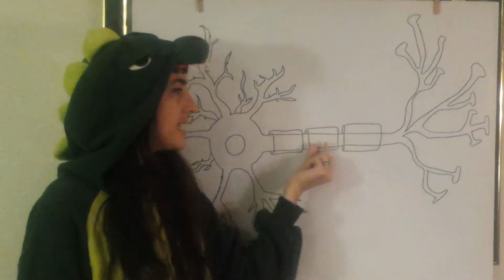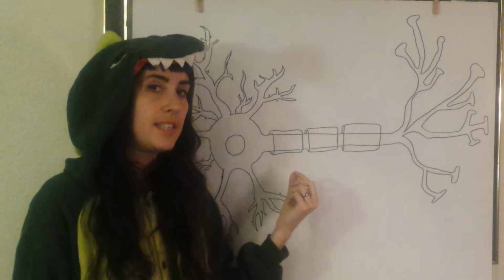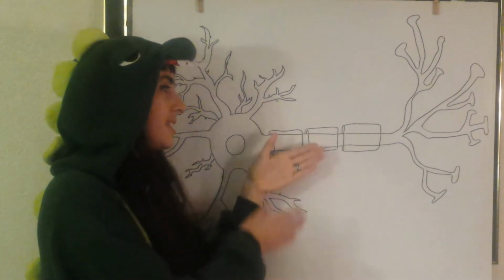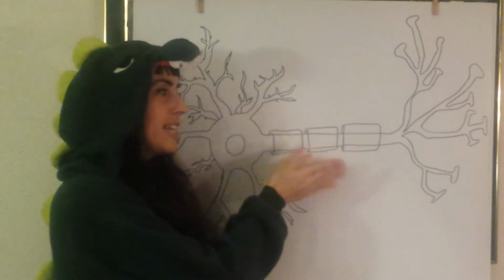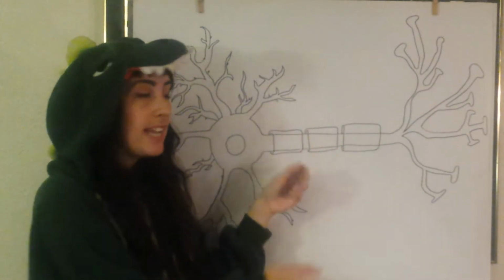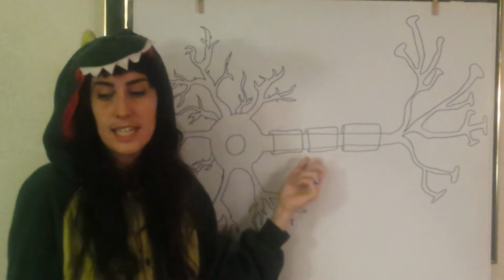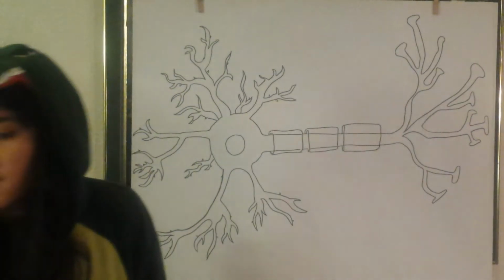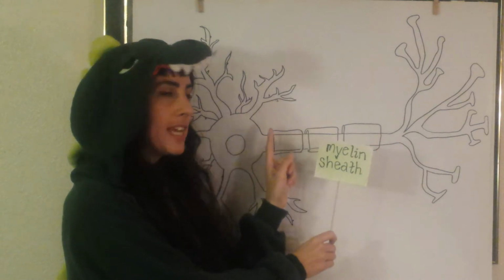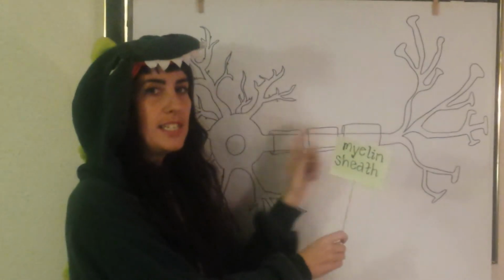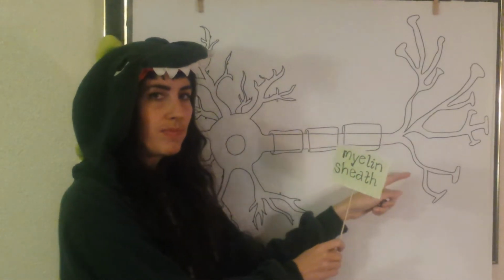So what are these things? Well, they are what they may look like. They look like something like a sword or a knife would be covered in to insulate, so a sheath, right? And that's precisely what they do. They insulate. Myelin sheath, and this helps communication go faster down the axon.